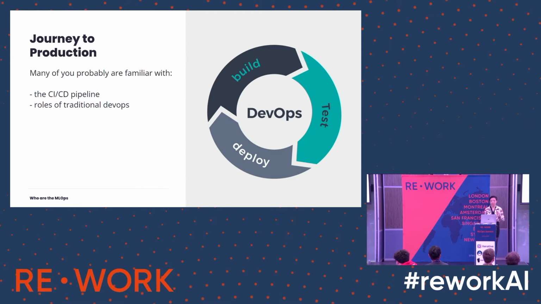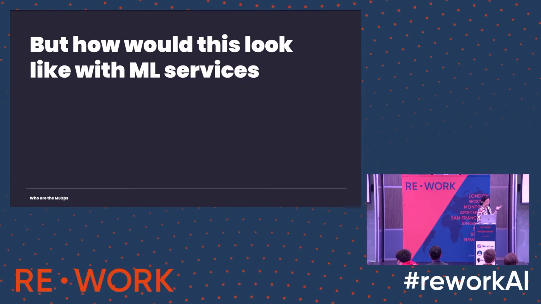For the folks who raised your hands for the third and fourth question, you're probably familiar with this diagram, the traditional CI/CD pipeline where you build, test, deploy, but in a circle, in a continuous fashion. For an MLOps, our function is probably pretty similar with a few added seasoning. So what would it look like for ML services?